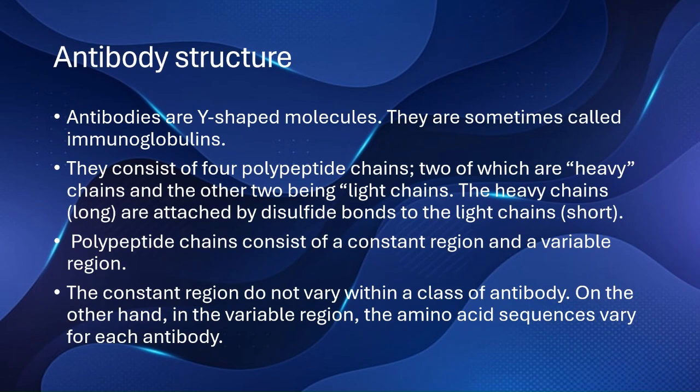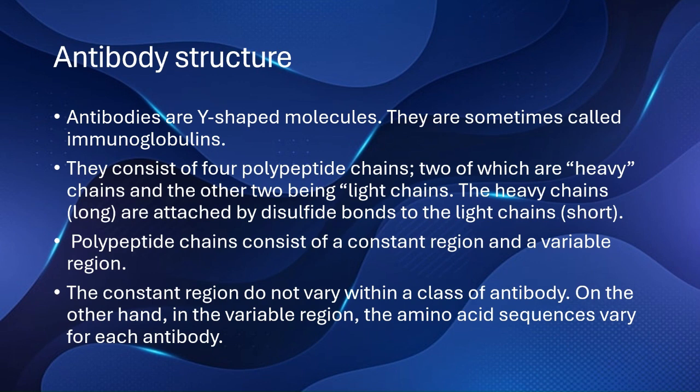So yeah, antibody structure. You need to know this, so keep an eye on the slide. Antibodies are Y-shaped molecules, and they are sometimes called immunoglobulins. They consist of 4 polypeptide chains, 2 of which are heavy chains and the other 2 are light chains. The heavy chains, which are long, are attached by disulfide bonds to the light chains, which are short.